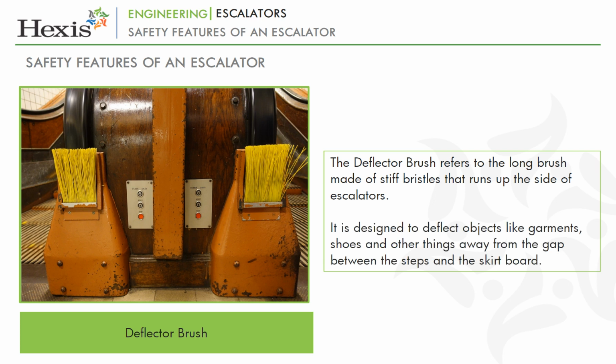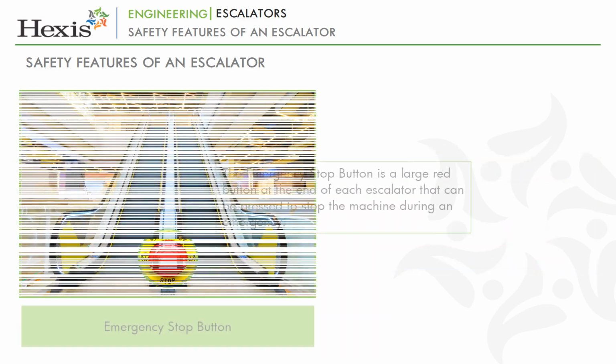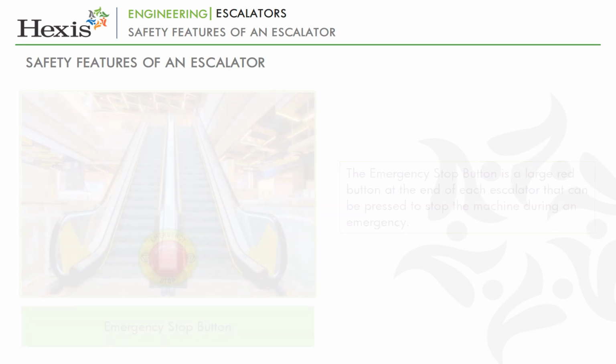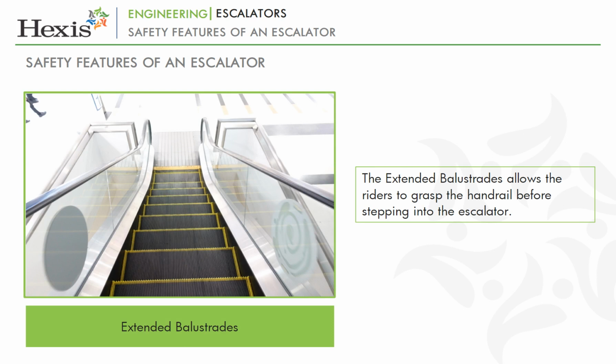It is designed to deflect objects like garments, shoes and other things away from the gap between the steps and the skirt board. The emergency stop button is a large red button at the end of each escalator that can be pressed to stop the machine during an emergency. The extended balustrades allow the riders to grasp the handrail before stepping into the escalator.